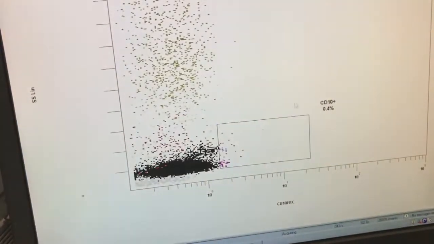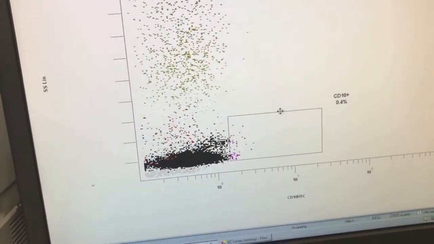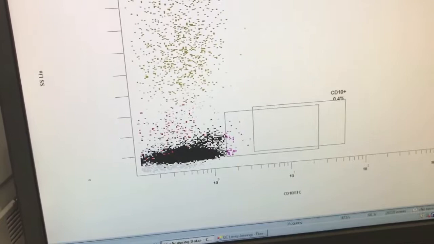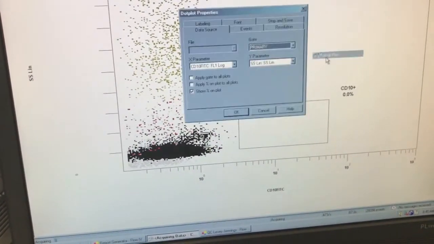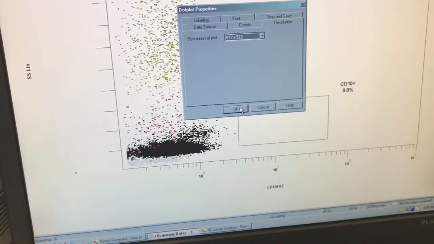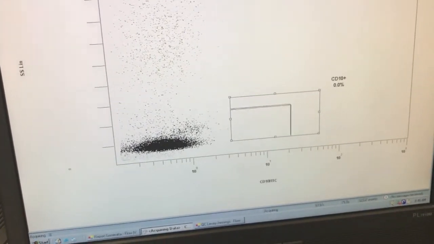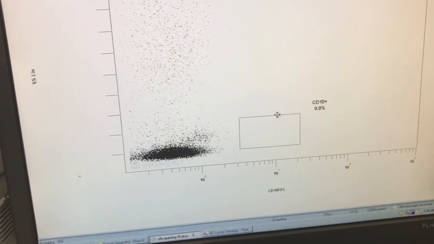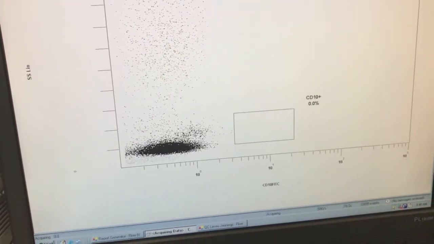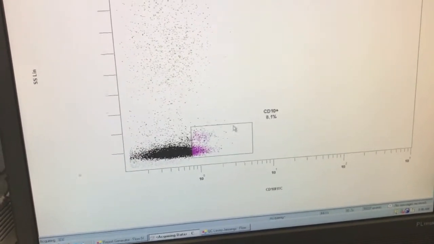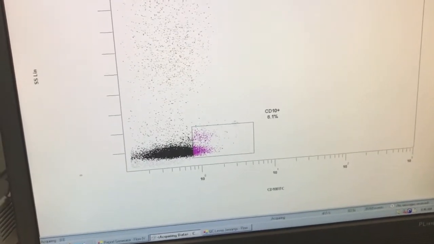And here we're going to go down to the CD10. You can see there's a little bit that's dim. I am going to try to capture it as much as I can. I'm going to increase the resolution again so I can make out the positive from the negative population. And it's going to be a small percent. And we already know that it is CD10 positive, so it's not too much of a big deal. But there is a population there that is positive.